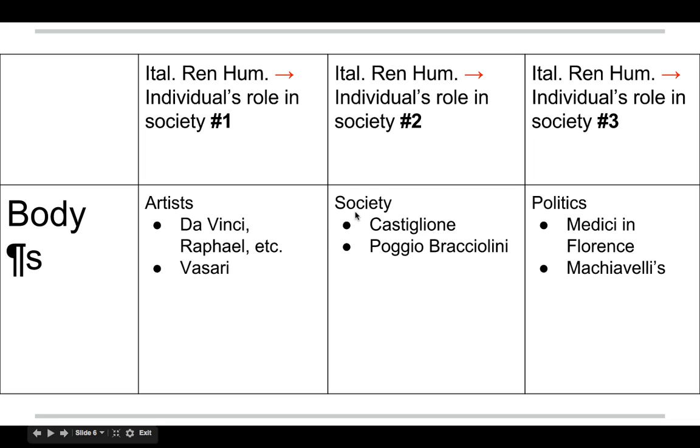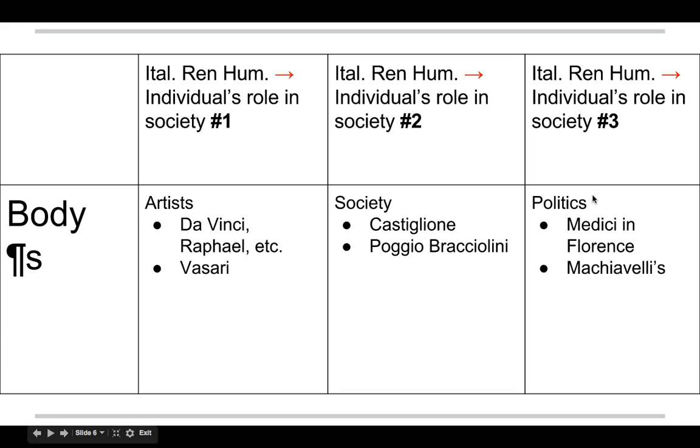I'll talk about society and the social values, so I might talk about Castiglione and his Book of the Courtier and his new ideas about what Renaissance men and women should do. I might also draw on our summer reading and think about Poggio Bracciolini and how he is celebrated for his transformation of scientific notions by reviving the Lucretius poem.